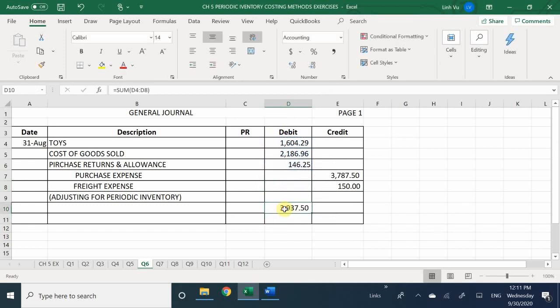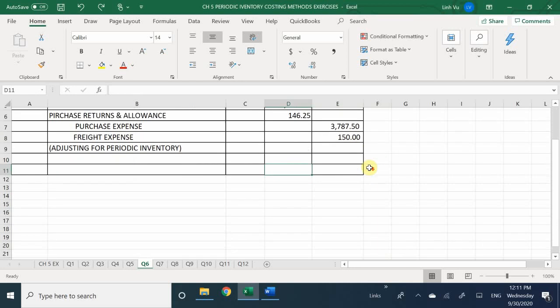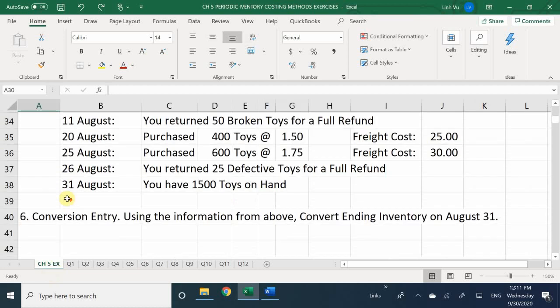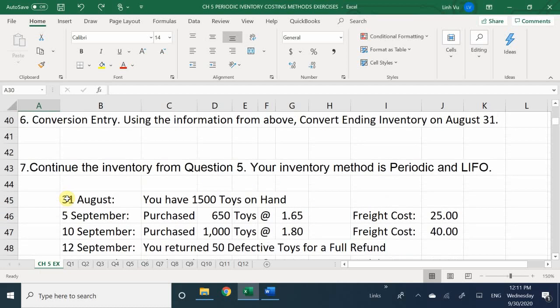Okay, so I got 3,937, which right here, boom, 3,937. Okay, so they are even. Good. So let's go ahead and continue with the next question here. So question number 7 says to continue the inventory from question number 5. Okay, your inventory method is periodic, and it is LIFO.